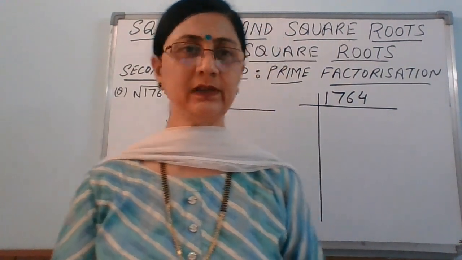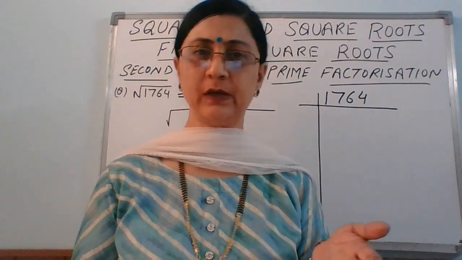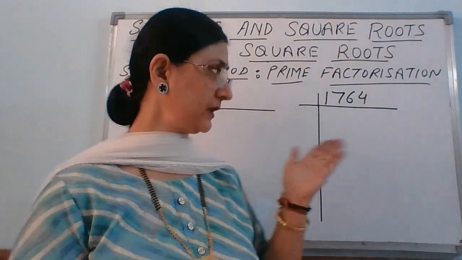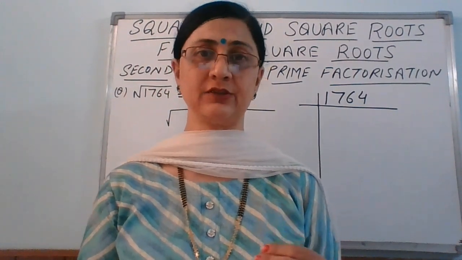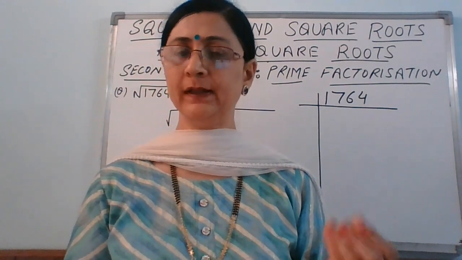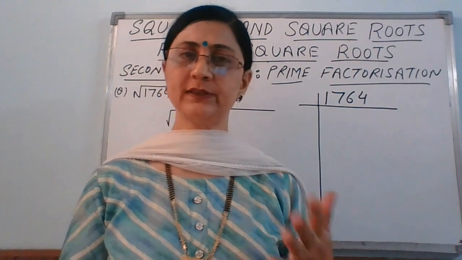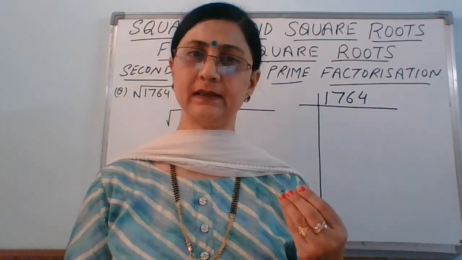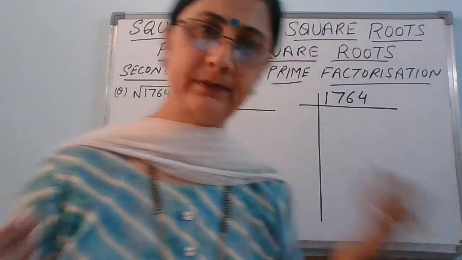Okay children, now we will find the square root by prime factorization method. Earlier we found by repeated subtraction. Now we are going to find the square root by prime factorization method, right? Prime factorization means dividing by prime numbers. I hope you know the prime number starts from 2. 1 is not a prime number. 2, 3, 5, right? Those numbers which are divisible only by themselves and by 1, not by any other number, those are prime numbers, right?